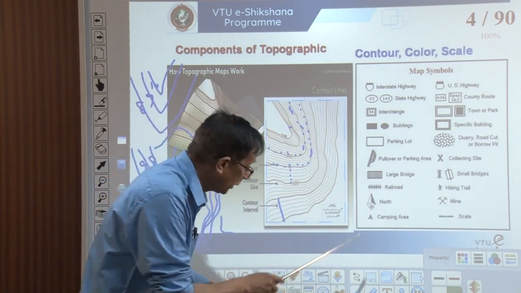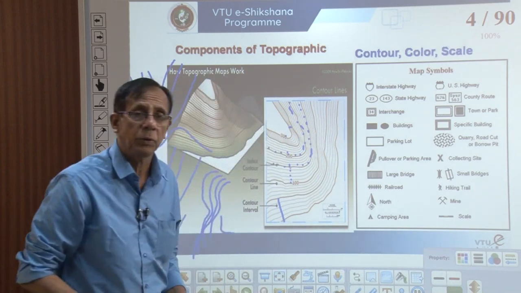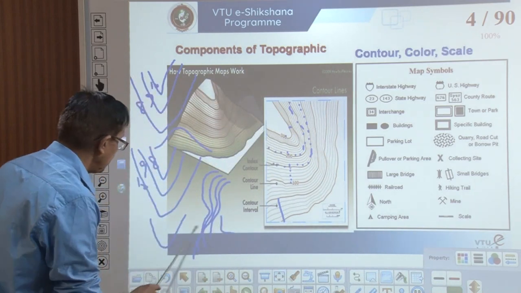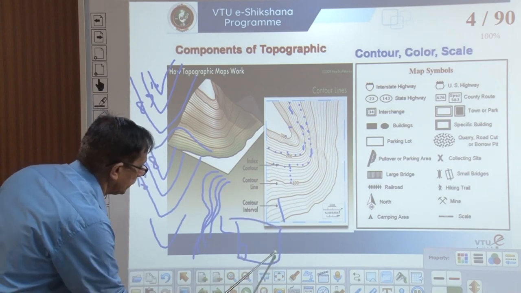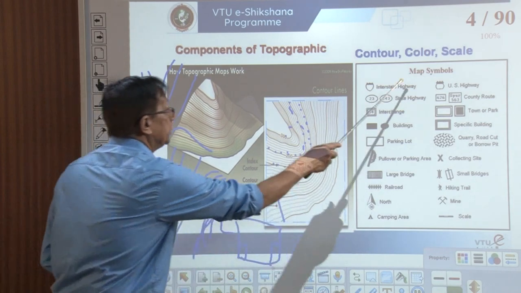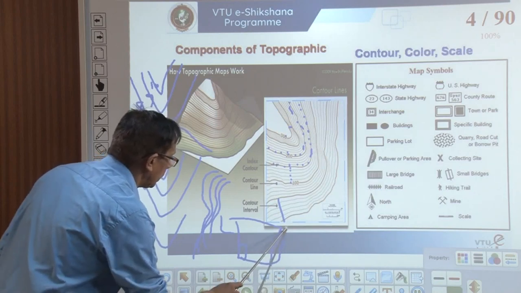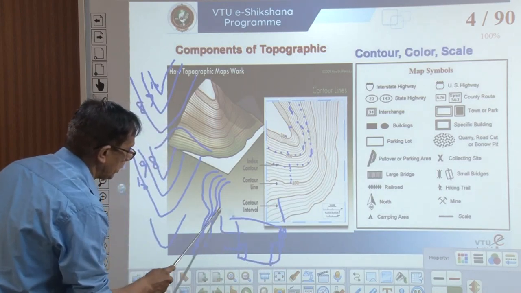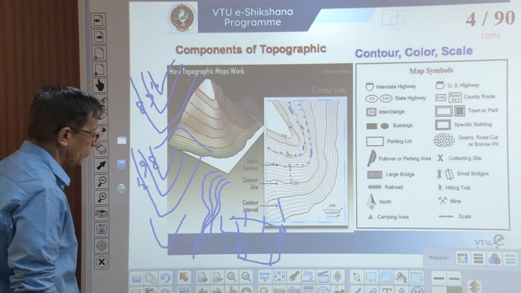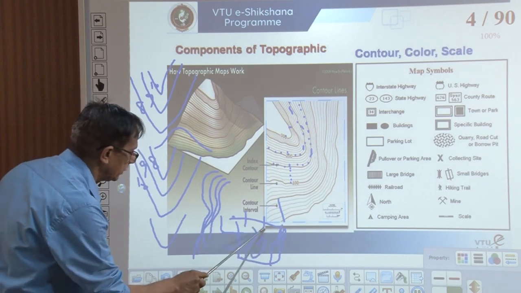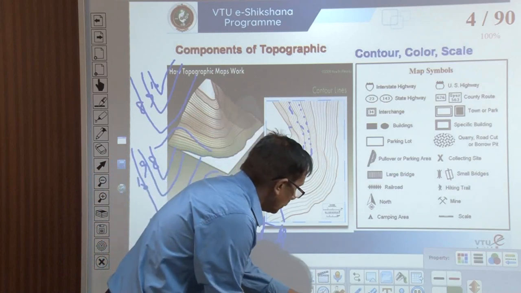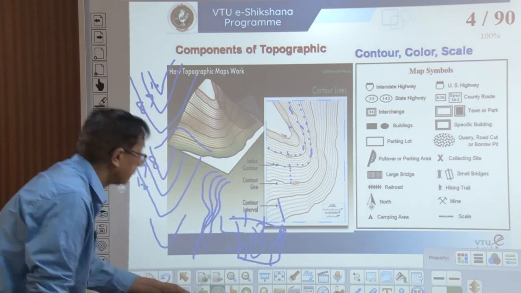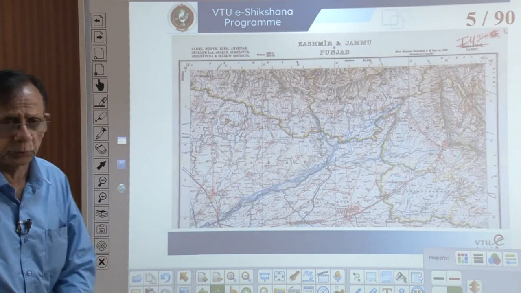These are all provided in the corner of a topo sheet. If I have a topo sheet like this, in this corner or this corner, we provide these details. We have the north, we have these coordinates. All these are provided, and these are the contours like this, and different regions. We see them. So, yes, this is a typical topo sheet.